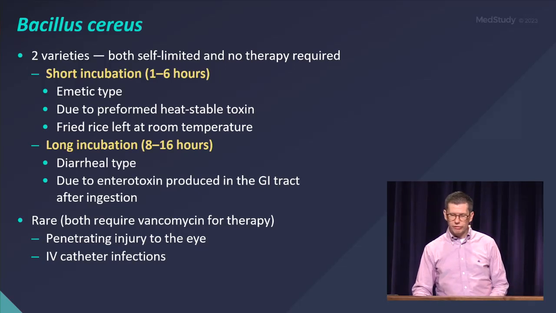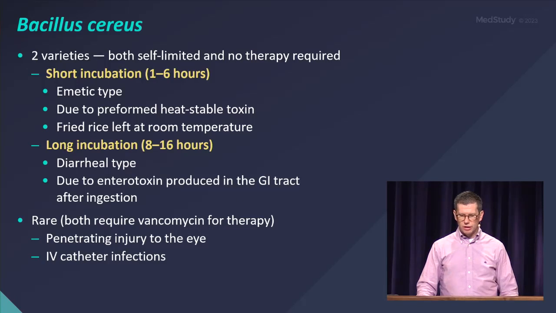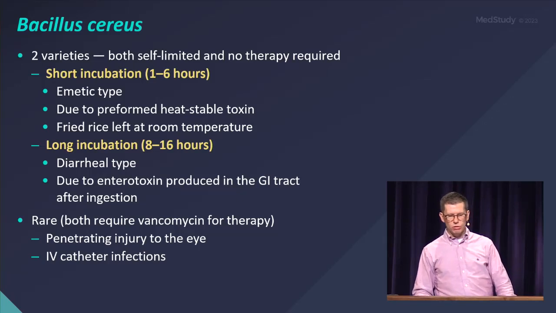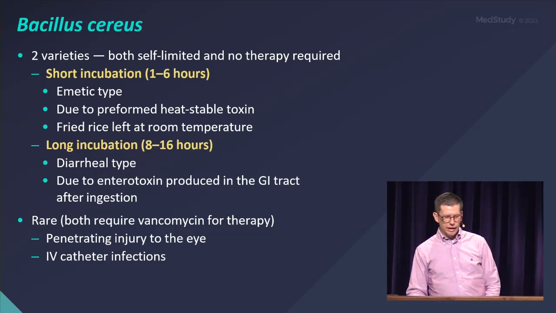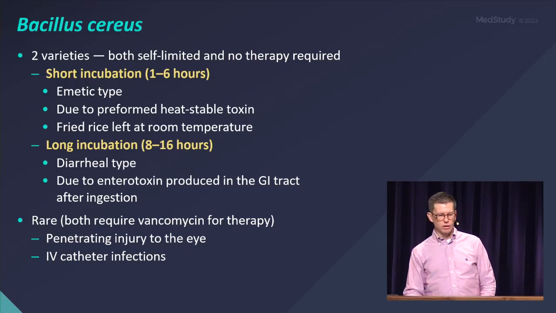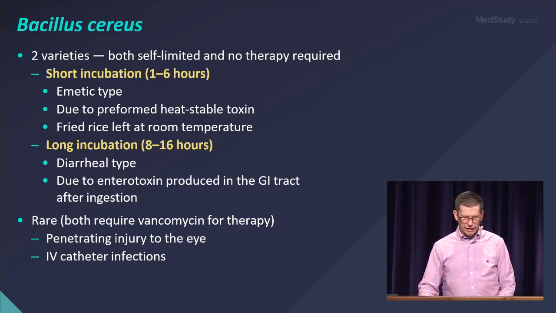Bacillus cereus, so we briefly mentioned this earlier in the diarrheal section. So there's a short incubation, usually a couple of hours. This is where you have the fried rice left out at room temperature, and you have the emetic form that is typically self-limited, and then the longer incubation due to enterotoxin in the GI tract, that's the diarrheal type. Again, both typically self-limited. However, Bacillus cereus can cause an endophthalmitis, especially after penetrating injuries, in which case you would need IV vancomycin for that treatment.